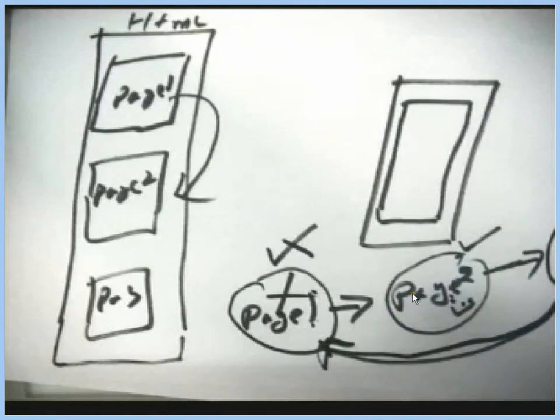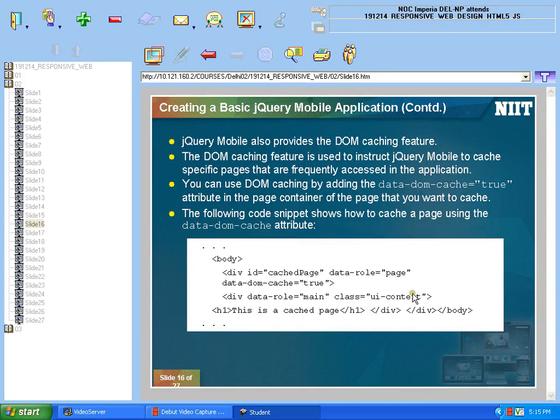So what I have to do now, whenever I want to do something like this, is add one attribute to this div, the main container page. I will write div id equal to, just give any id, data-role equal to page. This line you need to write. And this is the name of the attribute, data-dom-cache.